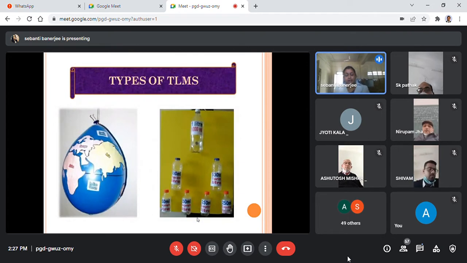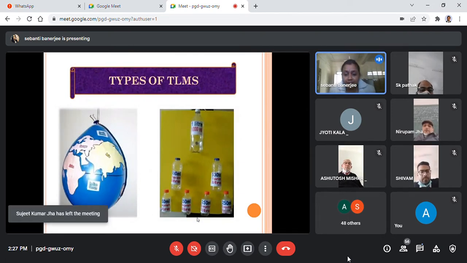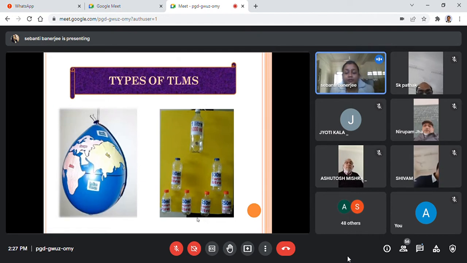So now we are coming to different types of TLMs. I have tried to show you different types of TLMs which may be used, or which may also give you some ideas while preparing your own TLMs. The first one here, we can see a balloon. It is really cost effective, and it can also be done by the students as a project.